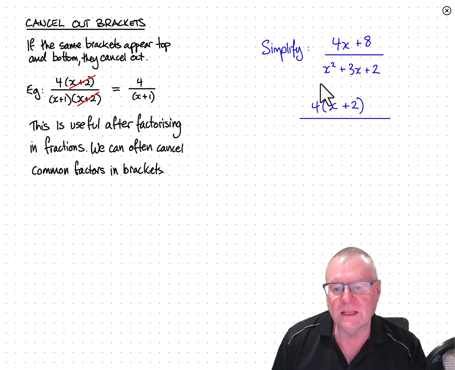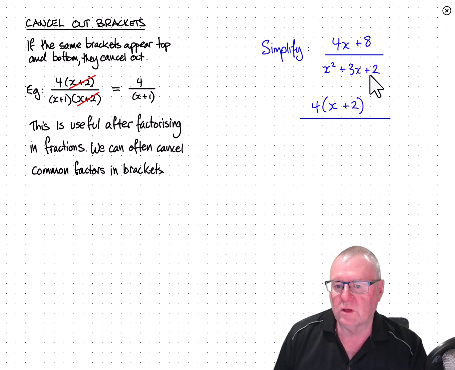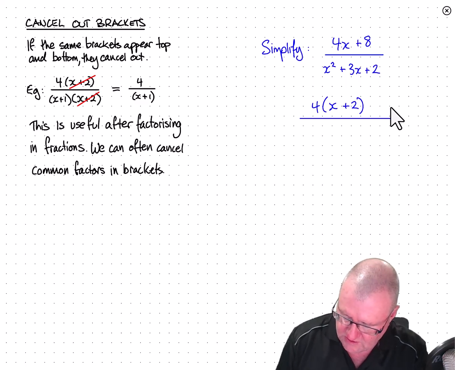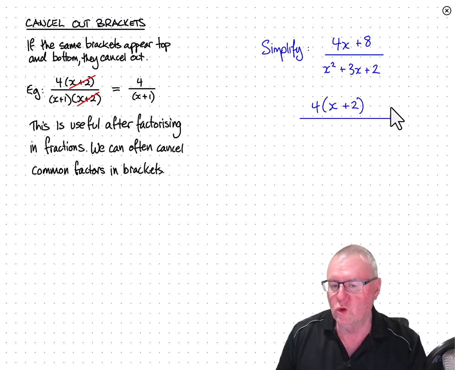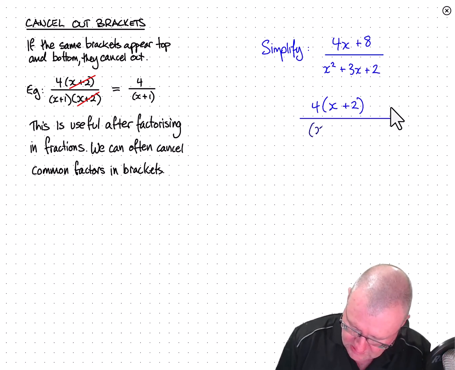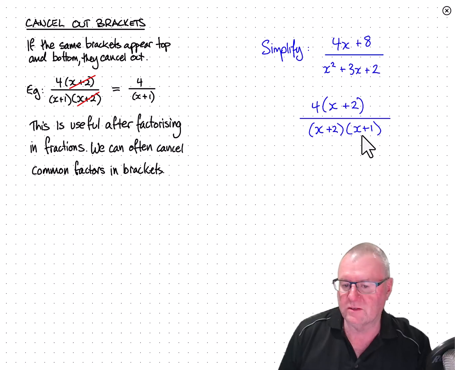On the bottom, it's a monic quadratic. I'm looking for two numbers that multiply to give me 2, but add to give me 3. So it looks like those numbers are going to be 2 and 1. You can have a look at the video about non-monic quadratics. I'm just going to jump straight into this. It's going to be x plus 2, x plus 1. Okay, so the bottom factorizes to this.